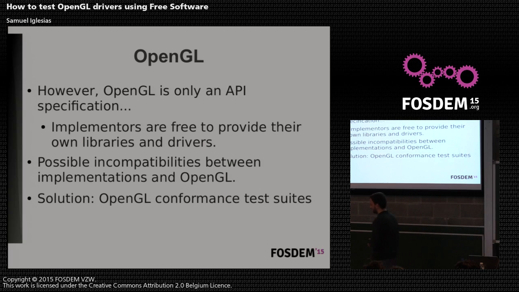But as I said, OpenGL is only an API specification. The implementors, for example NVIDIA, Intel, or in the open source world Mesa, or any other open source drivers, are free to provide their own libraries and their own kernel drivers and so on. So there could be incompatibilities between those implementations and the OpenGL standard. To check if these drivers are following the OpenGL standard, there are OpenGL conformance test suites.